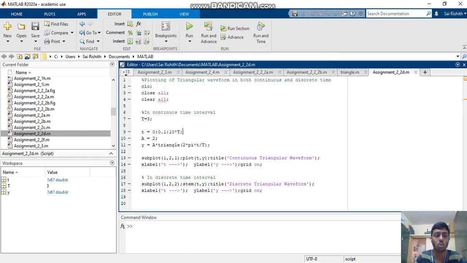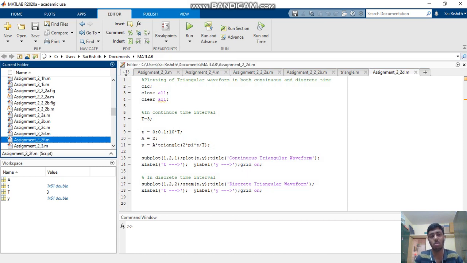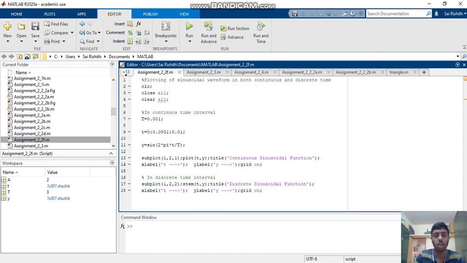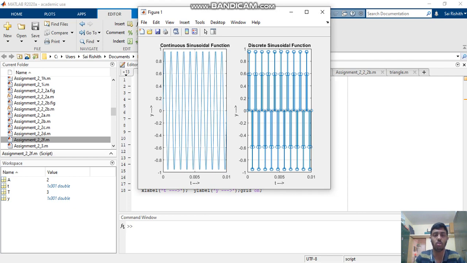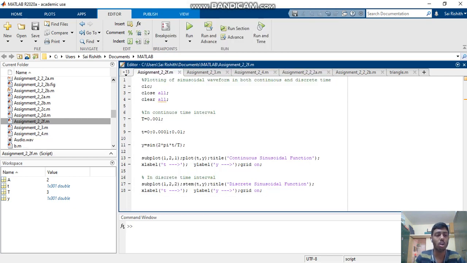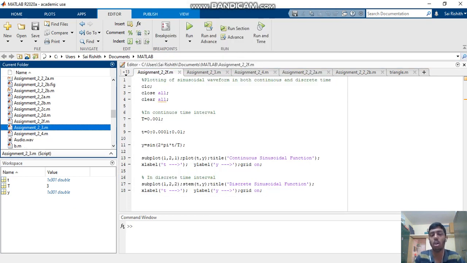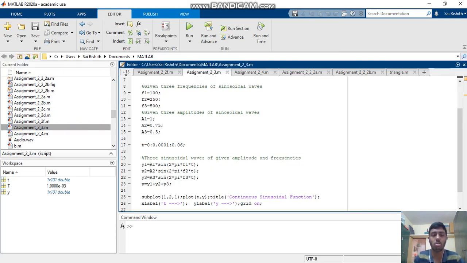So coming to the next one, that is sinusoidal. This will be known by everyone. I'm giving a time step of 0.001 and the sine function. Running this program, you will get a sinusoidal function. See here, sinusoidal function.